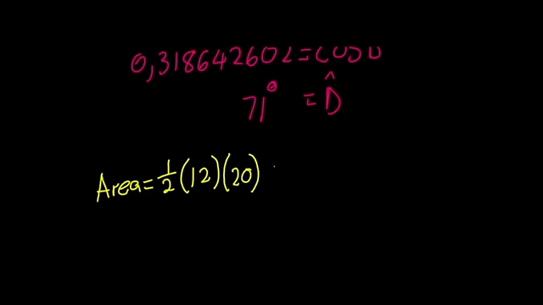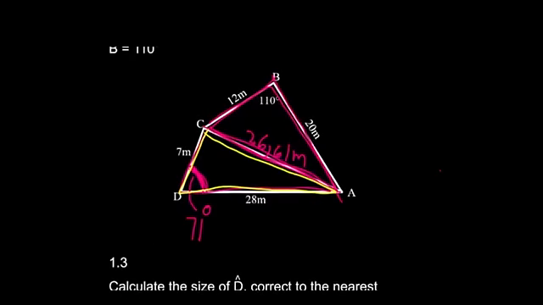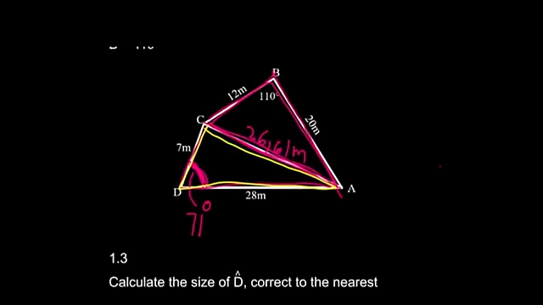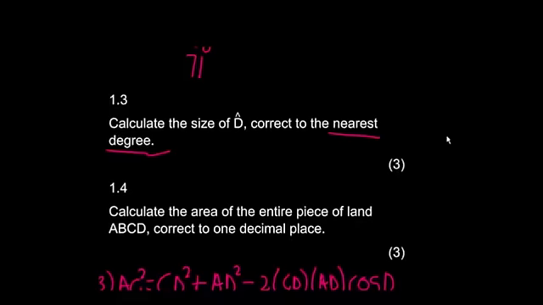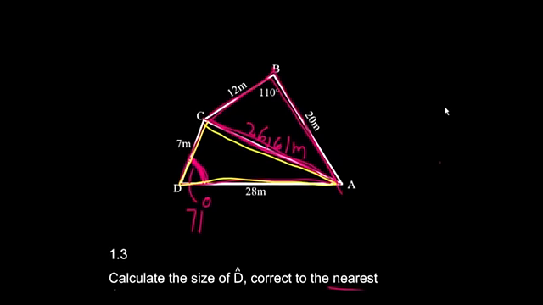And that is all multiplied by sine of the included angle. How big is the angle between those two sides? 110. There it is, it's been given. Sine 110. Okay, and we're adding that. I'm going to write it below. We're adding that to the area of triangle ACD.